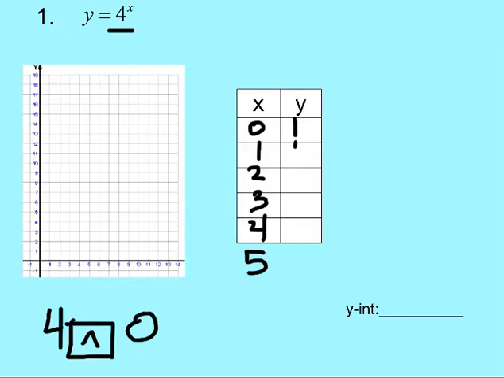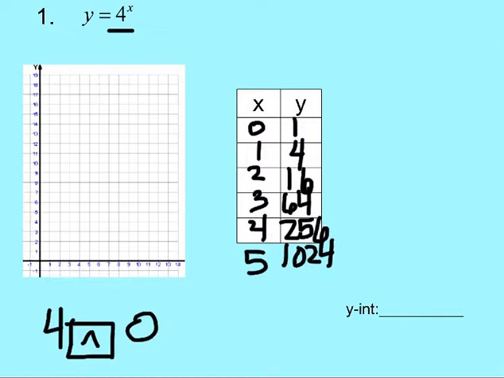4 to the first power is 4. 4 to the second power, so 4 times 4, is 16. 4 to the third power, that's 4 times 4 times 4, that's 64. Then 4 to the fourth power is 256. And then finally, 4 to the fifth power is 1024. So now we're going to go ahead and graph this.